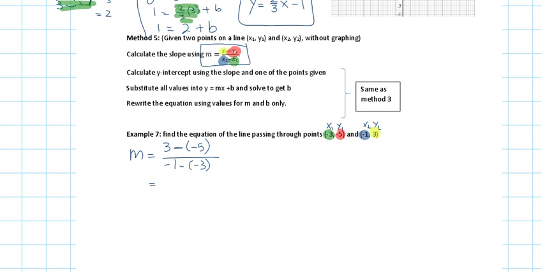So 3 minus negative 5. When I have minus and negative right after each other, what does that give me? Positive. So I have 3 plus 5 over negative 1 minus negative 3. What do I write? Negative 1. What's minus negative 3? Negative and negative after each other gives me positive. So plus 3. 3 plus 5 is 8. Negative 1 plus 3 is 2. So 8 over 2 is 4, and that is my slope.